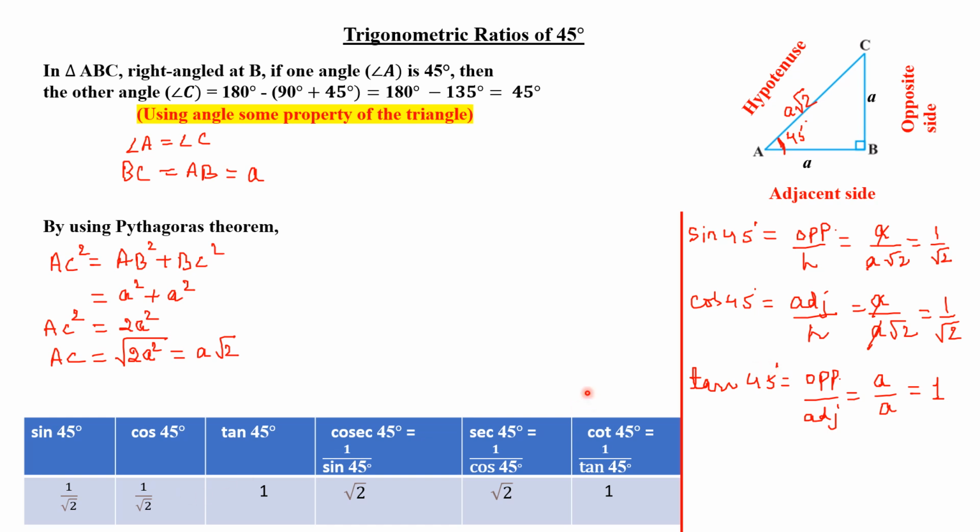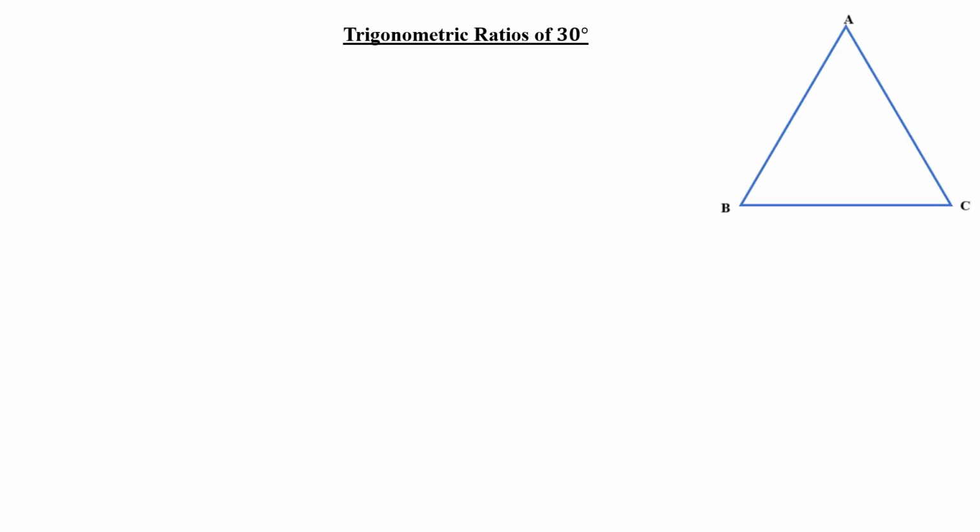So hope it is now clear to everyone. Now next I am going to find the trigonometric ratios of 30 degree and 60 degree. Okay, so now I am going to find the trigonometric ratios of 30 degree. So here I have taken ABC as an equilateral triangle.